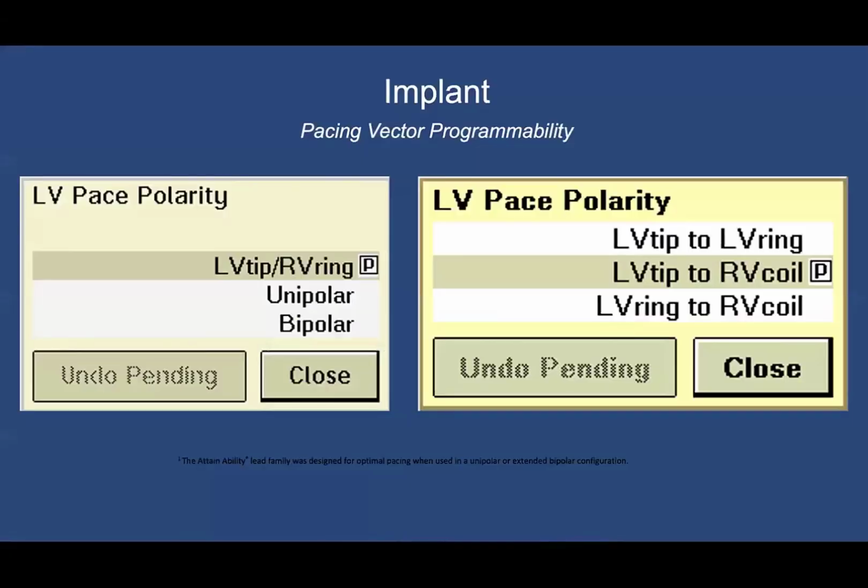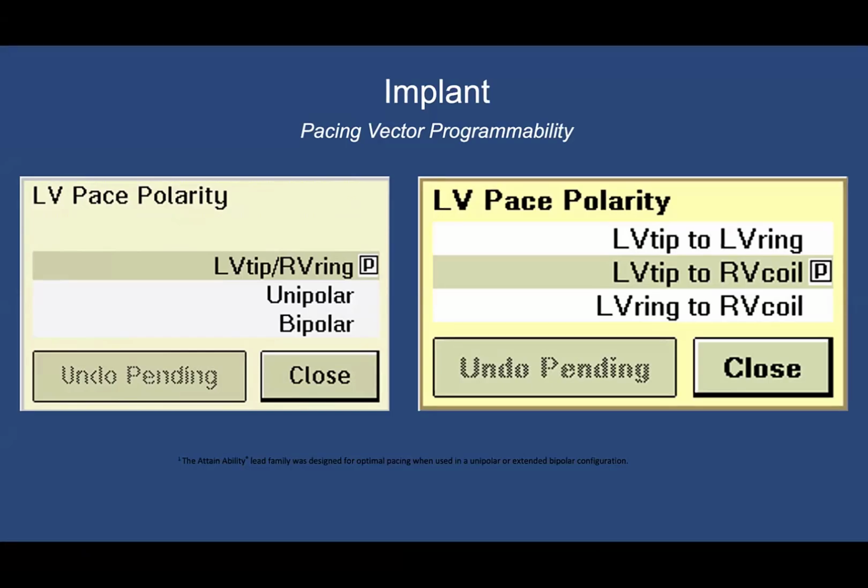In the original pacing devices, this was the pacing polarity that you'd offer a patient. On the left-hand side, a CRT-P pacemaker by Medtronic would only offer you an LV tip to RV ring configuration. And many times you'd actually find yourself capturing the right ventricle and not resynchronizing. Or you'd go unipolar or bipolar, where you were capturing the tip to the ring.